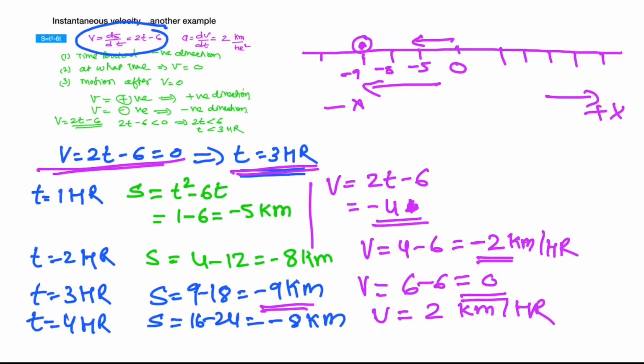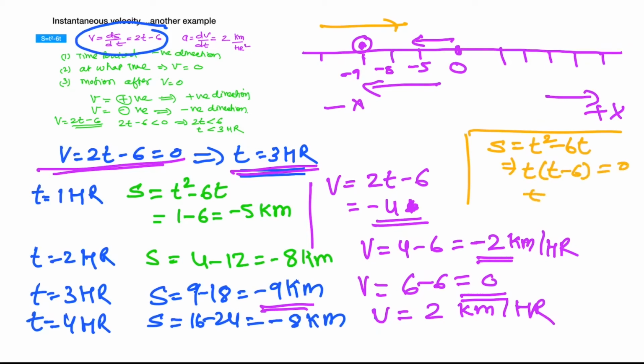If I want to know when the displacement is 0, means when my car is back at the origin, because now my car is moving in this direction after 3 hours, so when will my car be at my original point? To find that out, you can do it directly from your displacement equation, t square minus 6t, s equal to 0, that means t minus 6 equal to 0. This will give you two values of t. One is 0 hours, another is 6 hours.